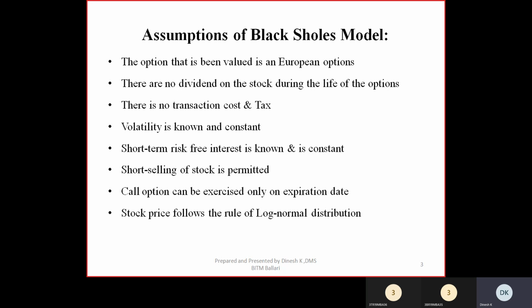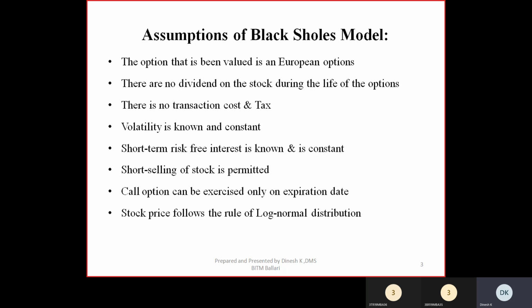Sometimes a question may come about the assumptions of the Black-Scholes model, so the assumptions are a very important concept. Theoretically, there are two things we come across in the Black-Scholes model: the assumptions, and the variables. Variables are the various inputs required to calculate the Black-Scholes model. Let's try to understand the assumptions.